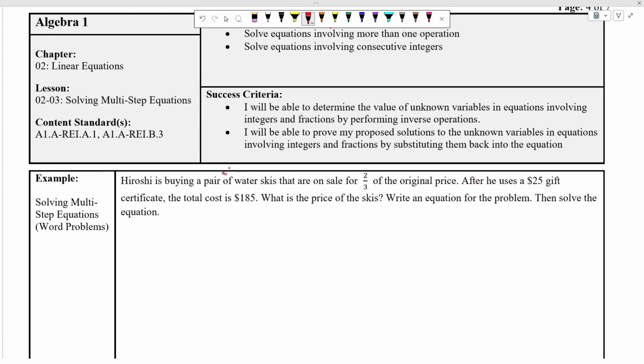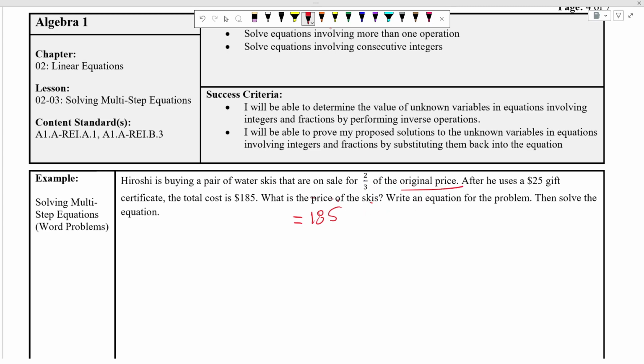After he uses the $25 gift card, the total cost is... I like to build out my equations by first identifying where the equation symbol is, for then I know my breaks and what goes on each side. Total cost is 185. Well, that's simple enough. I'll just go ahead and put my 185 there. But the core question happens to be, what is the price of the skis? So I need to figure out where in this word problem it talked about price and skis and so forth. Buying a pair of skis that are on sale. Oh, here we go. Original price.